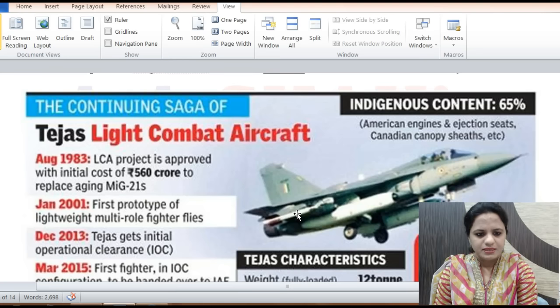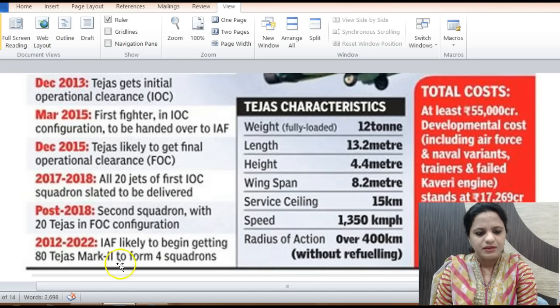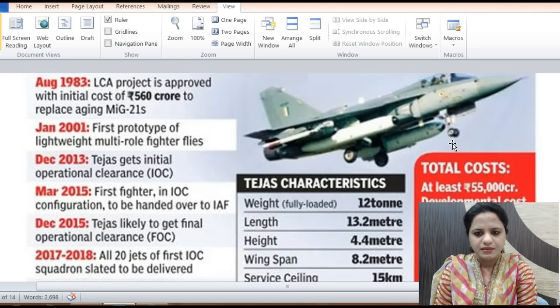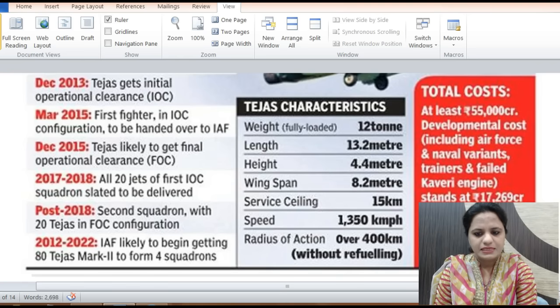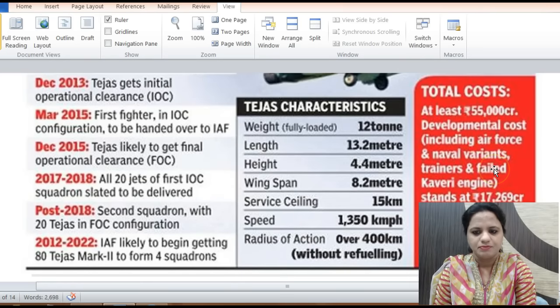So this is regarding Tejas, the light combat aircraft. The project started in 1983. First prototype came in 2001. So it takes a lot of time. Then initial operational clearance was given. Finally, final operational clearance was given in 2015 and it is expected to be inducted, started delivery in 2017-18. So we'll see. Then it will work towards expanding its capabilities to Tejas Mark II would be developed by 2021-22. So this is regarding Tejas. We had problems with its engine. The Kaveri engine which it had failed, which has resulted in the cost escalating too.